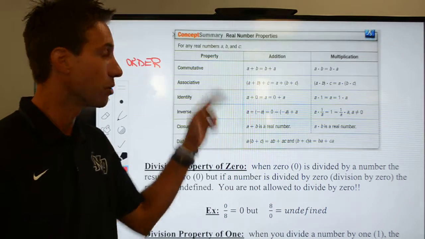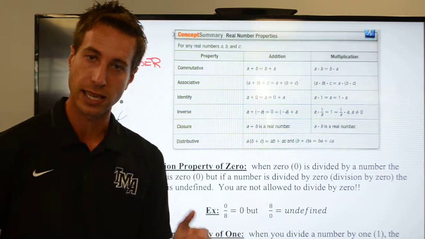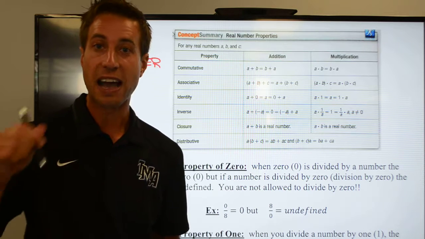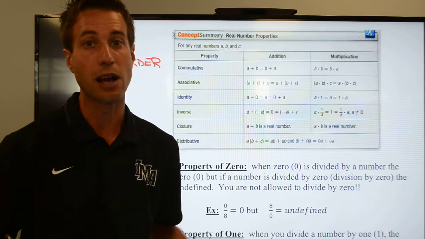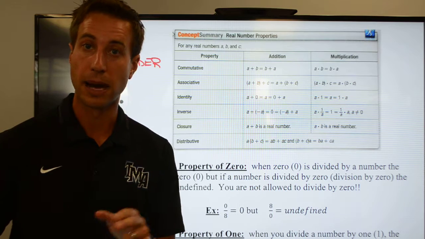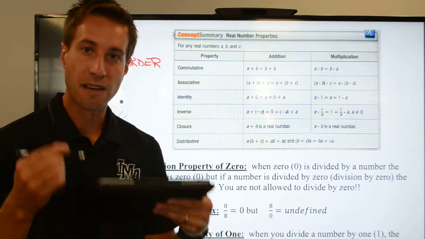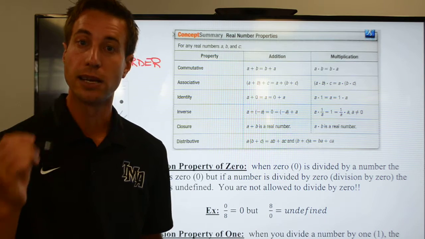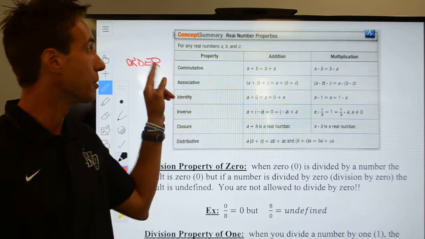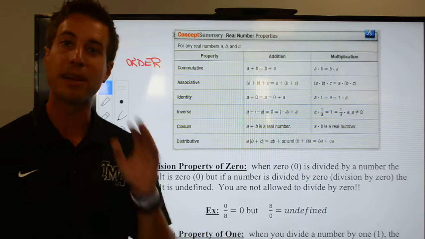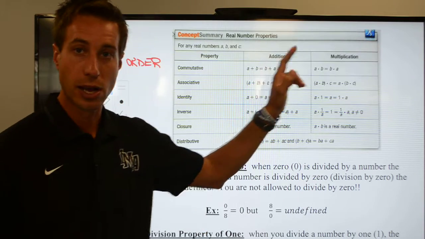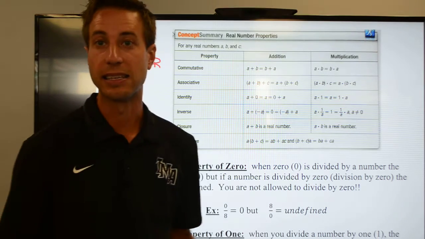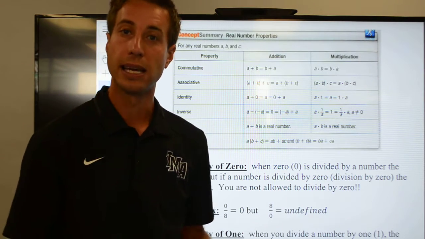Please notice commutative property does not, like I already said, apply to subtraction and division. 5 minus 3 is not the same as 3 minus 5. Likewise, 5 divided by 3 is not the same as 3 divided by 5. So the commutative property says order doesn't matter, but it only applies to addition and multiplication. We'll use this property quite a bit in this Algebra 2 class, just like you did in Algebra 1.